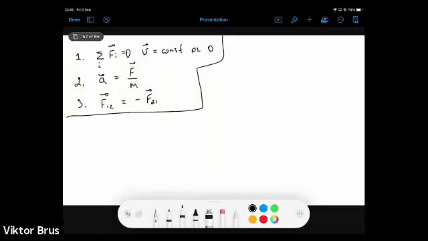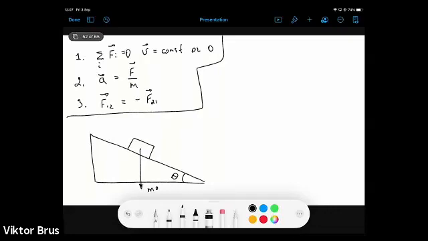So with this, let us start from an inclined plane. We have some inclined plane with the angle theta, and we have some body on it. Obviously, here there will be some force mg, which is the weight of the body.